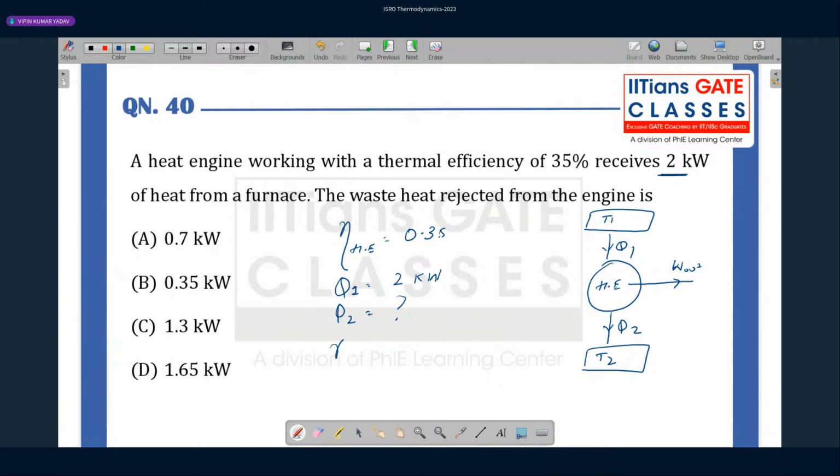So you see, the efficiency of a heat engine is equal to work output upon heat input. Now, what is the work output? If you do an energy balance here, energy in is equal to energy out. What is coming in? Q1 is coming in. What is going out?